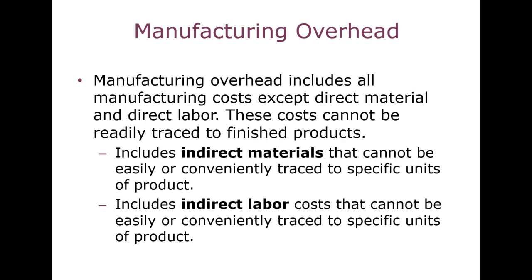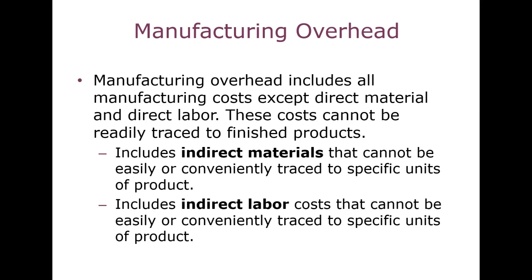The third area is manufacturing overhead. Now, this area in general is one that at first might be a little bit difficult to understand, and is one that's going to give us more emphasis and more work to allocate this correctly as we go through the rest of the course. So manufacturing overhead includes all manufacturing costs except direct materials and direct labor. These costs cannot be readily traced to finished products.